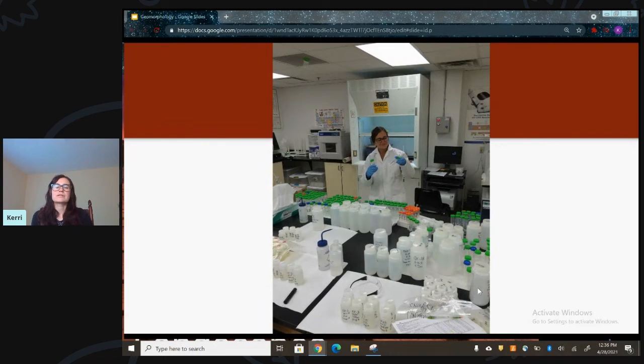In addition to fieldwork, I've also done a lot of different types of lab work throughout my career. So here's a picture of me analyzing water quality samples from streams impacted by acid mine drainage.